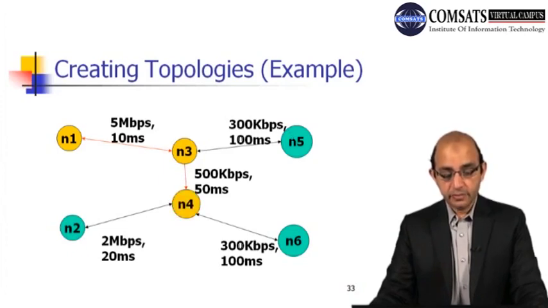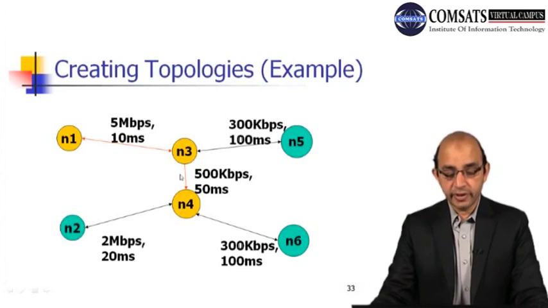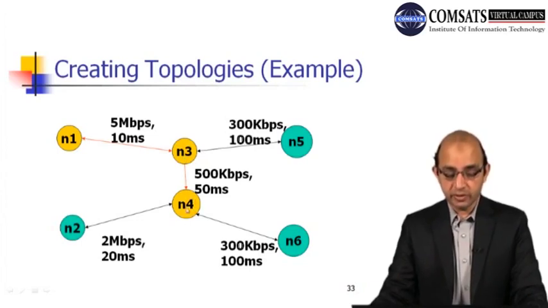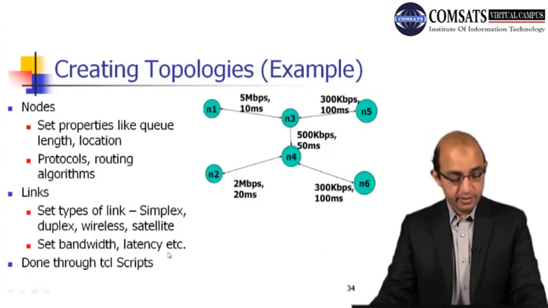And then we have N3 and N4, but here something is different compared to N1 and N3. Between N3 and N4 you can see the arrow is only one-directional, so it means we can have only simplex, one-way communication, right? And if we look at N4 and N6, again two-way communication, 300 kilobit per second, and we have more delay over here, 100 milliseconds, right?